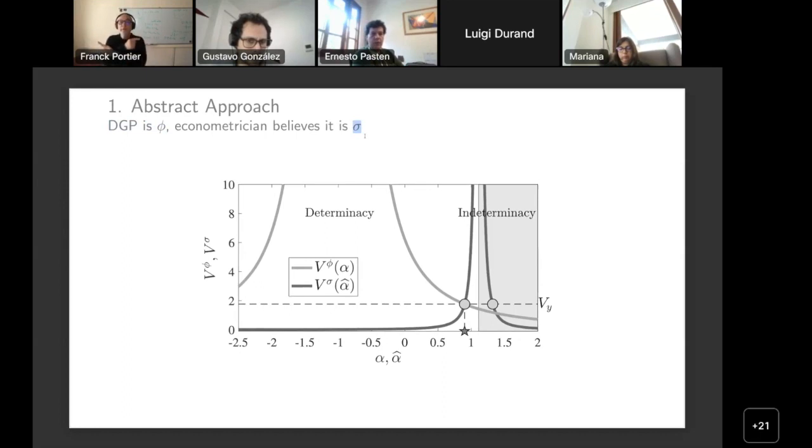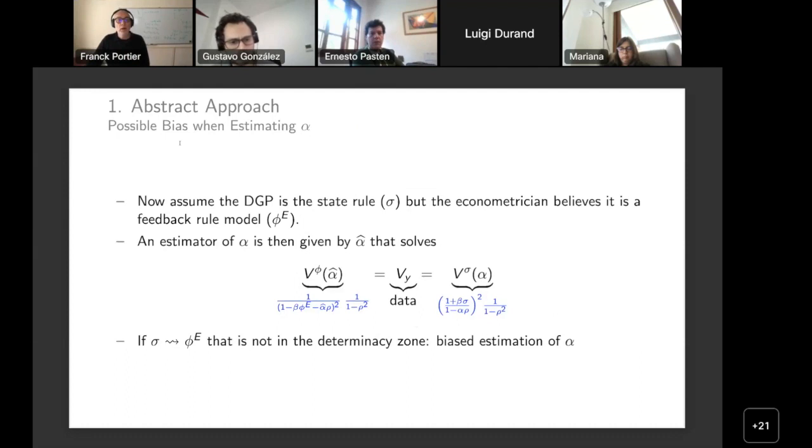Let me assume what the econometricians we know do, that they assume that there's a Taylor rule, but let's assume that in reality it's a state rule. Okay, let's see what happens in that case. So again, now I'm assuming that the DGP is a state rule, but the econometrician believes it's a feedback rule, with the equivalent coefficient. So the econometrician will do the same.